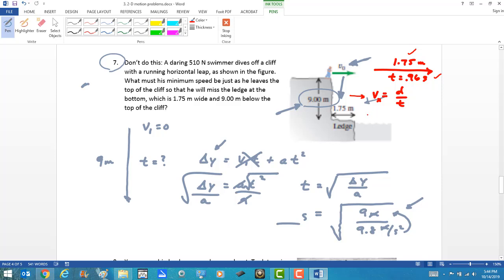So we're just plugging in values. The distance is 1.75. The time is given, and that will give you the necessary horizontal velocity, his horizontal speed that he has to leave the edge of the cliff in order to miss the ledge. And just as a self-check, the answer I'm coming up with is between 1.75 and 2 meters per second in the x direction.